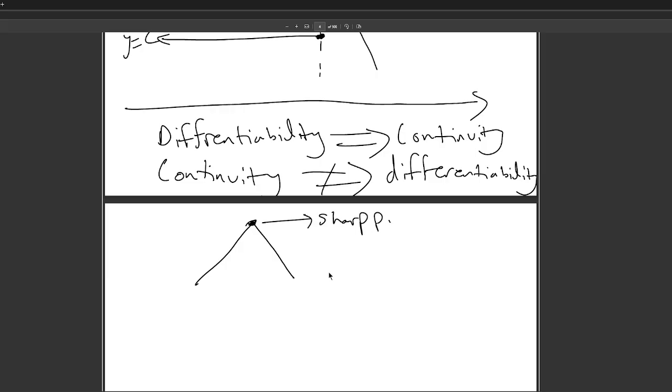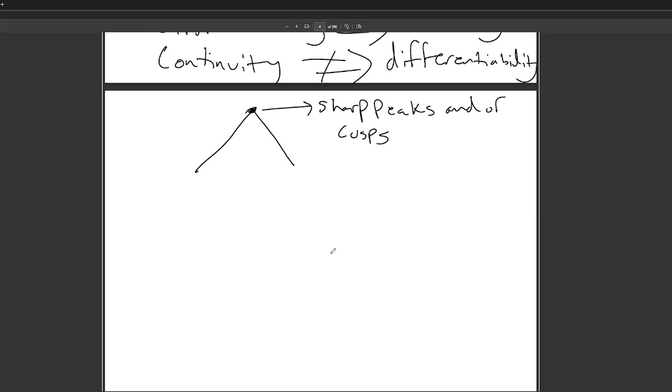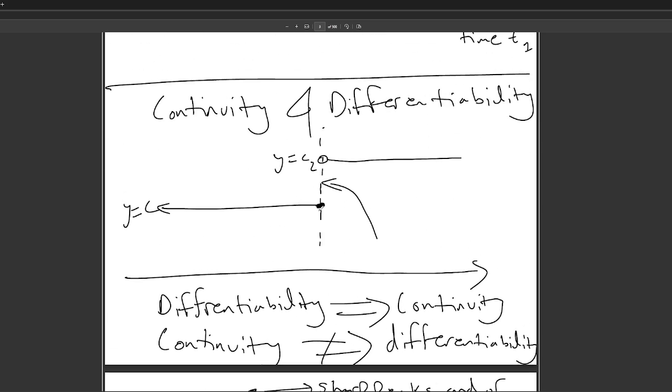So when you have a sharp peak, as they call it, sharp peaks, and or cusps. And cusps are something that looks like that, or, you know, like this. This is a cusp. You cannot evaluate derivatives at sharp peaks or cusps, as well as jumps, jump discontinuities, point discontinuities, etc.